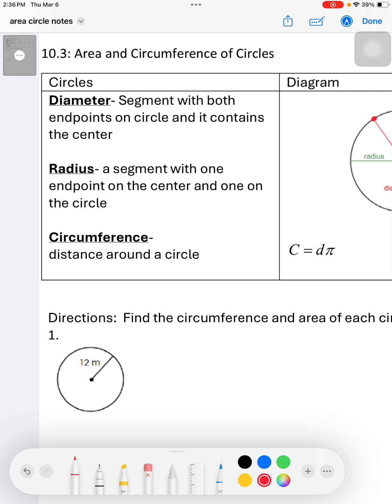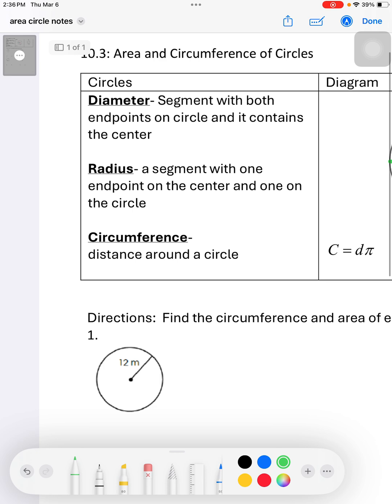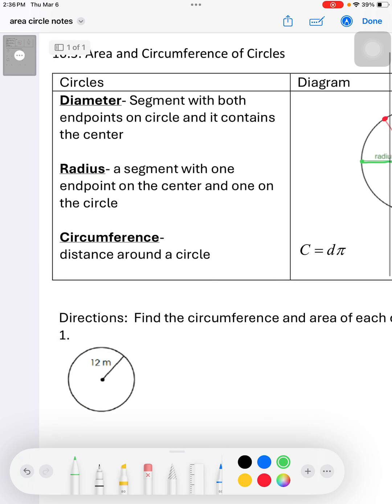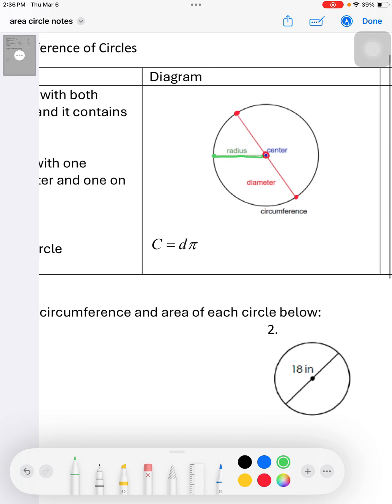Then we're going to look at the radius. The radius is a segment with one endpoint on the center and one on the circle. So this is in green. So we're on the circle going to the center. And the next vocab word is circumference. The circumference is the distance around a circle. And this would be going from here all the way around our circle.